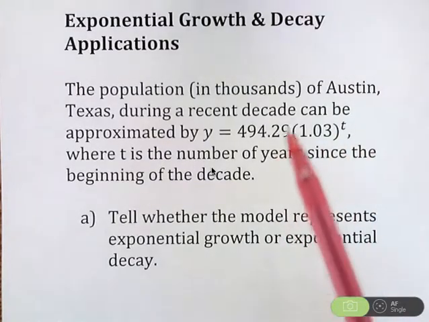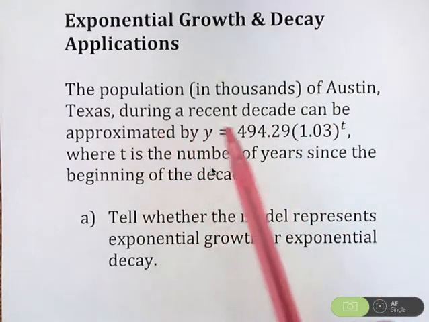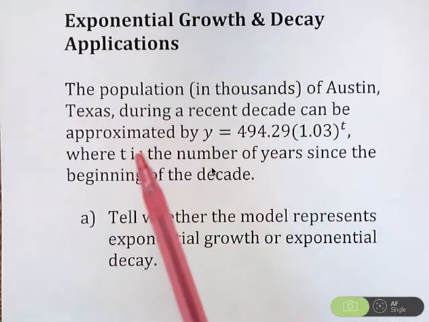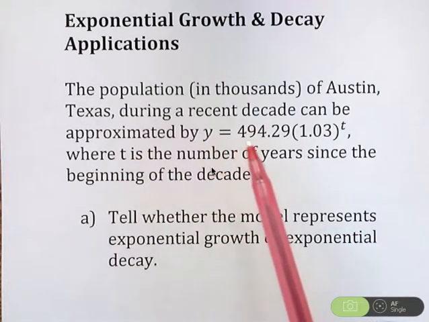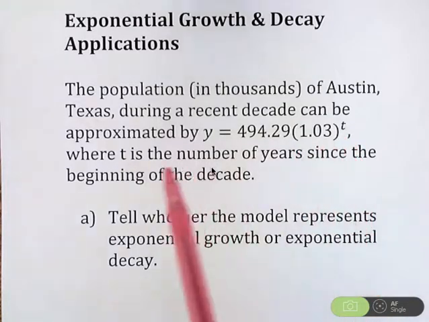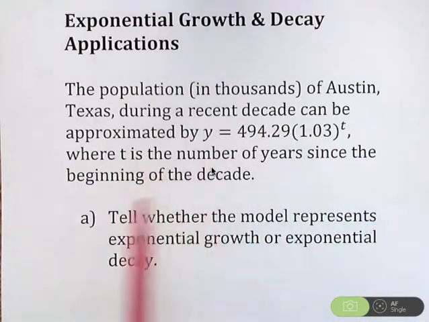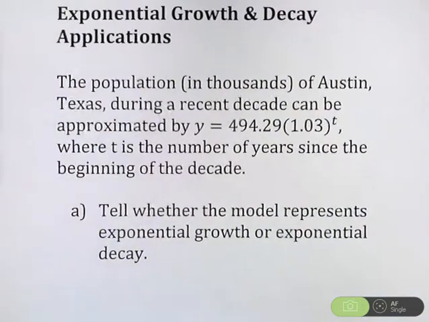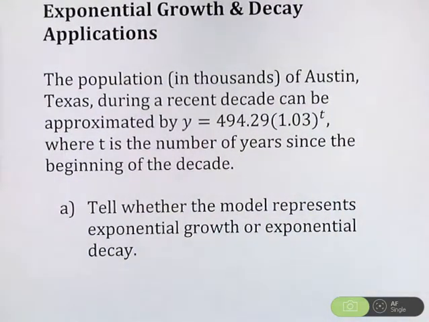So the population in thousands of Austin, Texas during a recent decade can be approximated by y equals 494.29 times 1.03 to the t, where t is the number of years since the beginning of the decade. So we need to tell whether the model represents exponential growth or exponential decay.